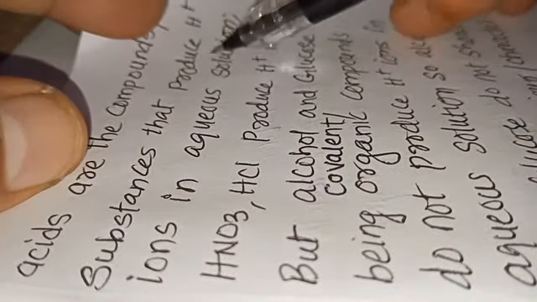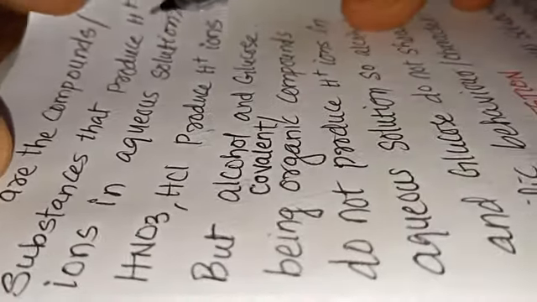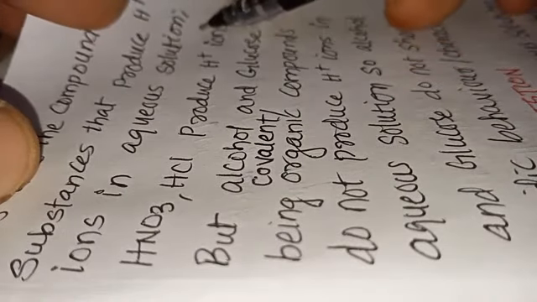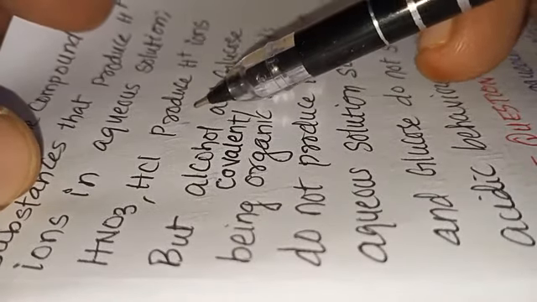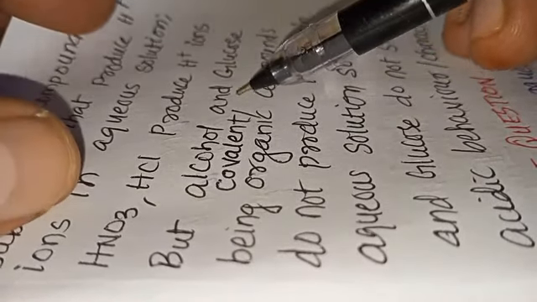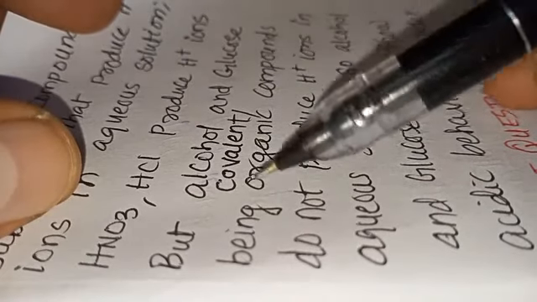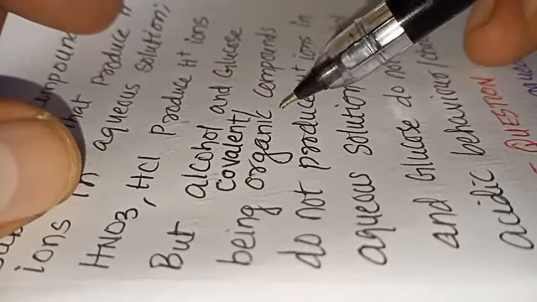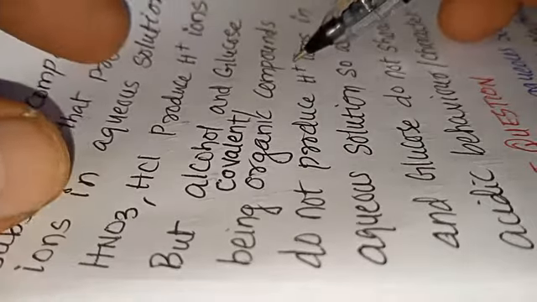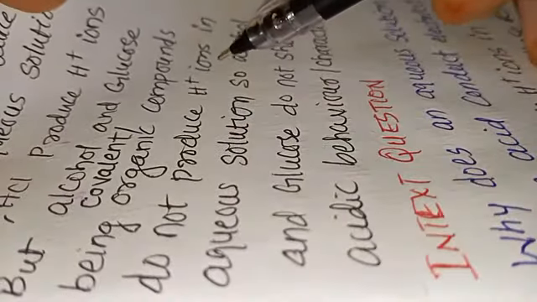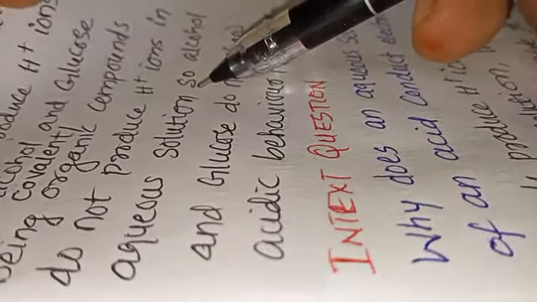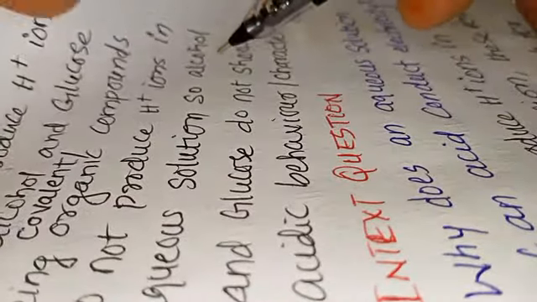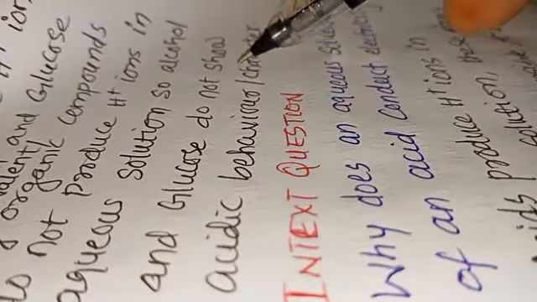Acids are the compounds or substances that produce H plus ions in aqueous solutions. HNO3 and HCl produce H plus ions, but alcohol and glucose, being covalent or organic compounds, do not produce H plus ions in aqueous solution. So alcohol and glucose do not show acidic behavior or acidic character.